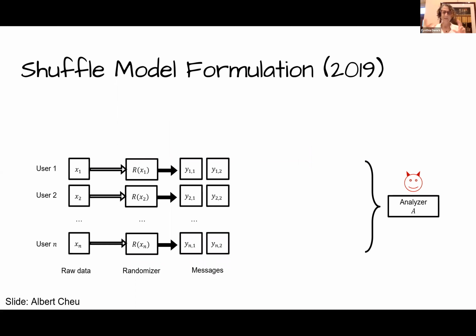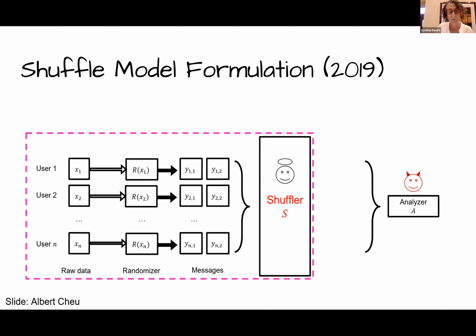So as a result of this, people formulated what's called the shuffle model. I mean, they were talking about shuffle in the Prochlo paper, and here's a formalization. And here's what it looks like. It starts off like randomized response. We have X1, we apply the randomizer, and this produces messages, maybe multiple messages per person. In some protocols, there are reasons to give multiple messages.